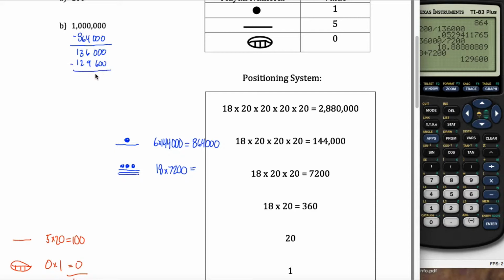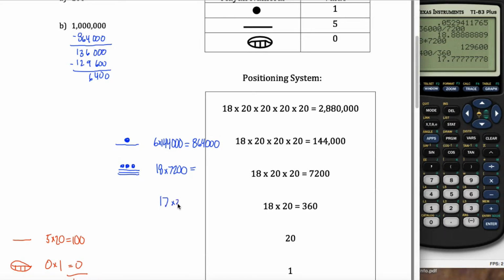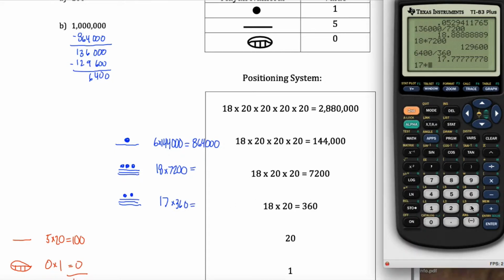And so if I subtract here, I could use my calculator, although I think it's a little quicker to just do it by hand. I get 6,400 left over. So 6,400, well, I can write those in terms of 360s. I can say 6,400 divided by 360. And that's 17 and change. So I want 17 of these 360s. The way I write 17 is 5, 10, 15, 16, 17. And 17 times 360 is 6120.